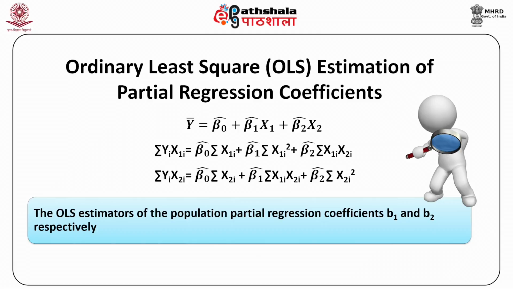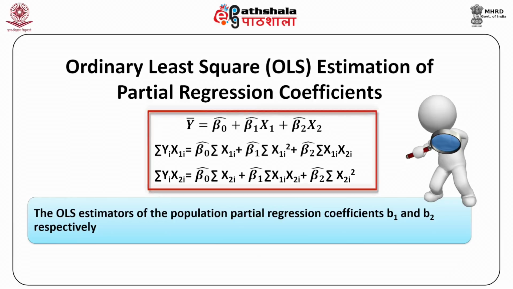and simultaneously solve them. We obtain the normal equations as: y bar is equal to beta hat 0 plus beta hat 1 x1 bar plus beta hat 2 x2 bar; sigma yi x1i is equal to beta hat 0 summation x1i plus beta hat 1 summation x1i squared plus beta hat 2 summation x1i x2i; summation yi x2i is equal to beta hat 0 summation x2i plus beta hat 1 summation x1i x2i plus beta hat 2 summation x2i squared.